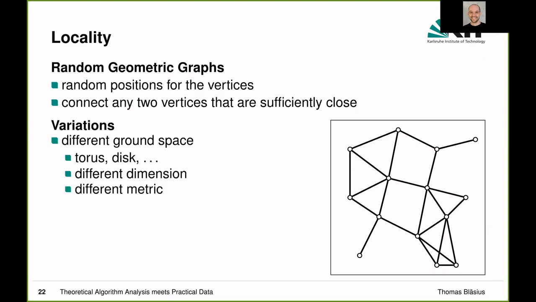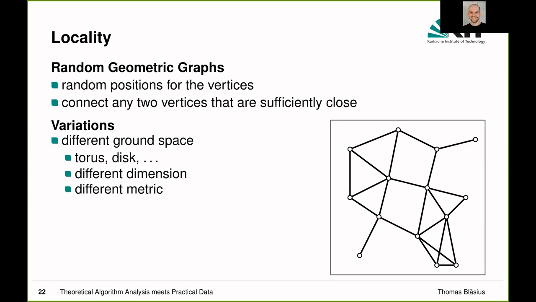Now you could look at different variations of these geometric graph models. You could, for example, look at different ground spaces. If we don't want the square because we want something more symmetric, the square is rather symmetric, but you get this boundary case here, right? Vertices close to the boundary have probably a little bit lower degree, not by much, but a little bit lower. So you get these edge cases close to the boundary.